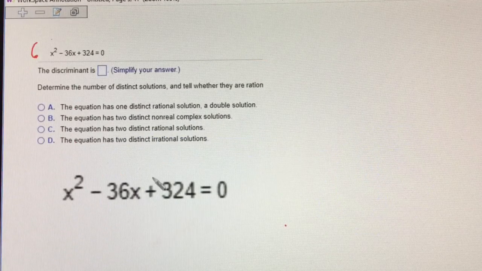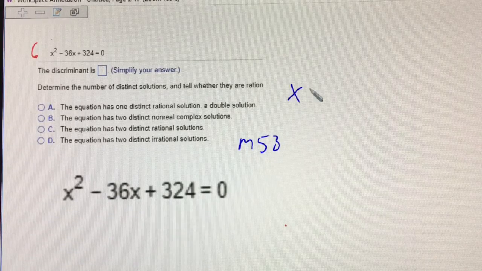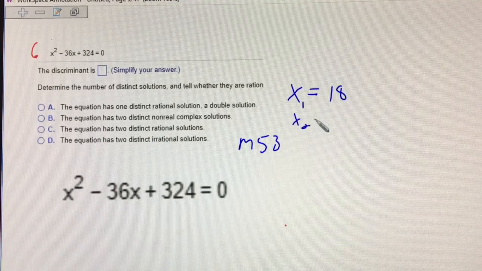Number 6, basically I just want to mode 5-3 it. When I mode 5-3 this, I type in 1 equals, negative 36 equals, and 324 equals. And I don't get x sub 1 or x sub 2. When I mode 5-3 it, I get x equals 18. What that means is that x sub 1 and x sub 2 equal 18.